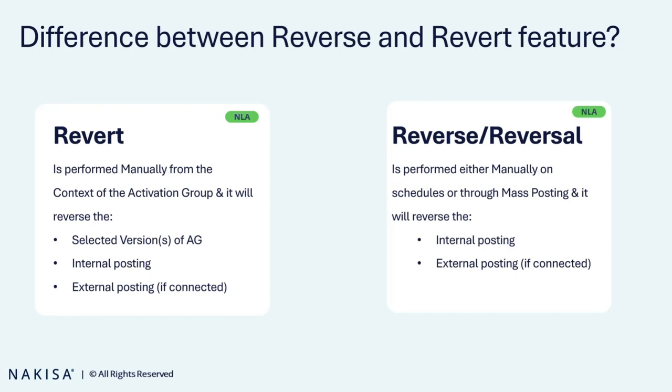On the contrary, we have revert. It is performed manually. It's on the activation group, and it not only reverses the internal postings, the journals, but also the external postings. It'll completely revert the AG version that you are selecting to revert. So in case it's an inception version, it'll revert the postings for the inception. In case it's modification, it will revert the modification entries.